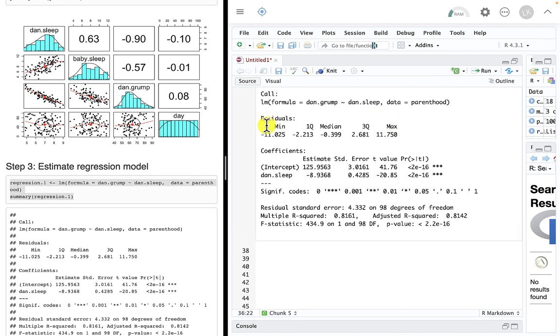In any event, these are our residuals, and it tells us the minimum, the maximum, the first quartile, the third quartile. So 25% of the points within these residuals are below negative 2.23, 25% are above 2.681, and then the exact middle, the 50th percentile, is negative 0.399. All right, so what are we looking for here?